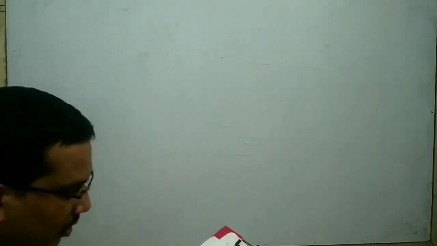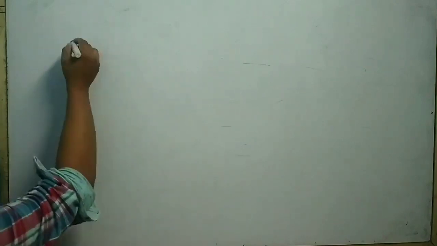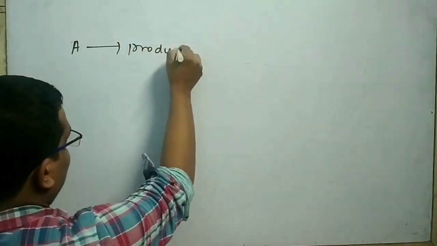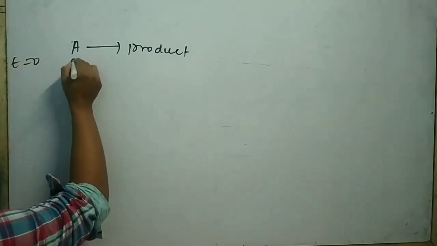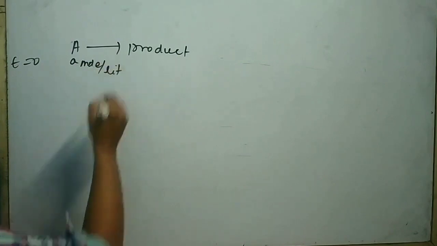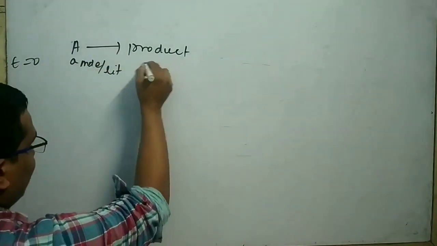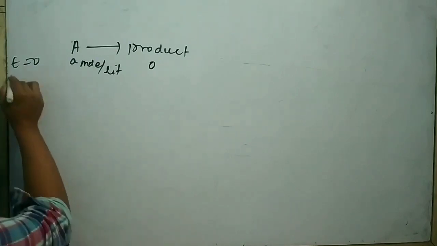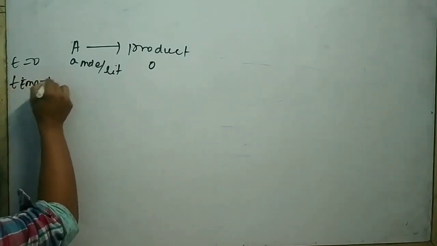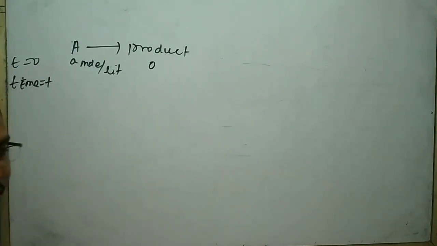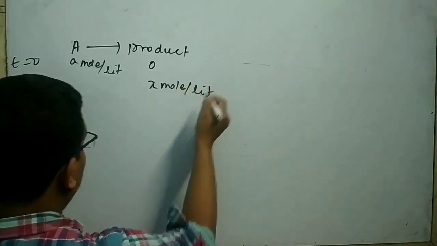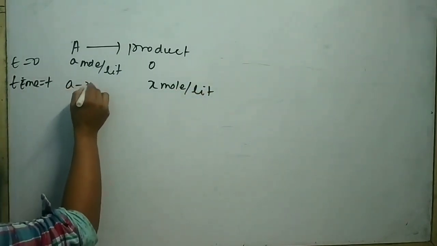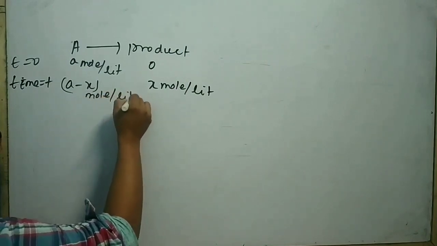At first, I will derive an expression for the rate constant of a zero order reaction. Suppose I take a reaction, A gives the product. At the initial condition, t is equal to 0, suppose the concentration of A is a moles per liter. At the initial condition, the concentration of product is 0. After time t, suppose x mole of A is converted into the product. Now the concentration of the product is x mole per liter, and the concentration of A is a minus x mole per liter.